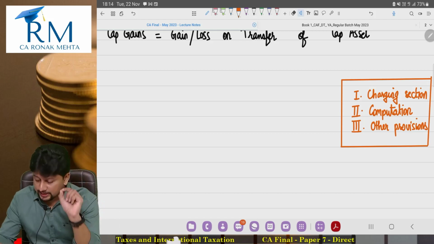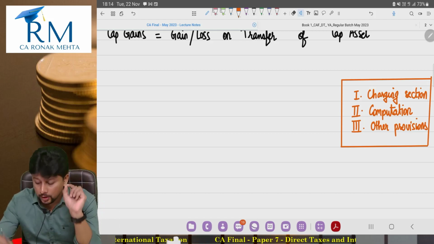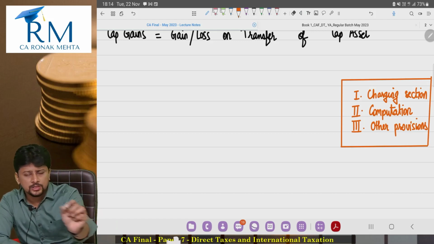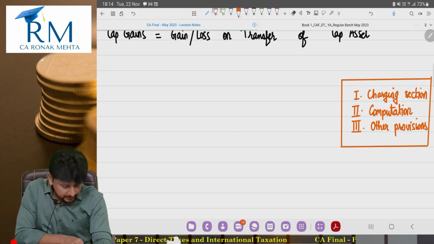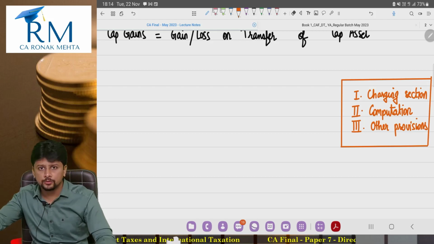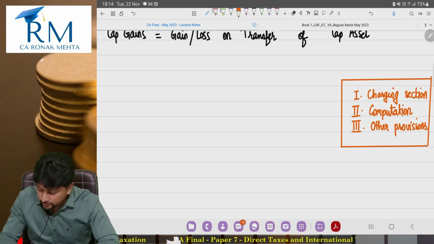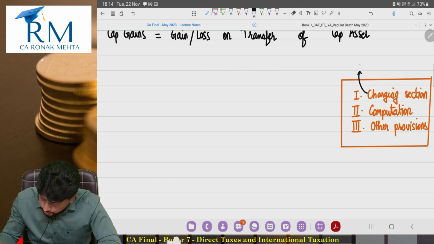The charging section helps you to decide what the correct head of income should be. Should this income be taxed as PGBP or house property? Should this income be taxed as house property or other sources? PGBP or capital gains? The charging section will help you to decide the correct head of income.